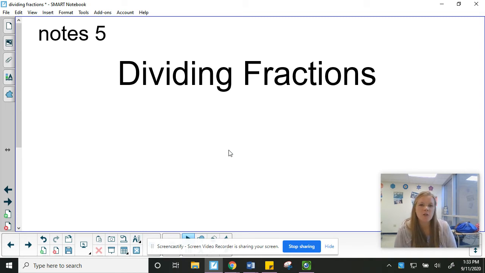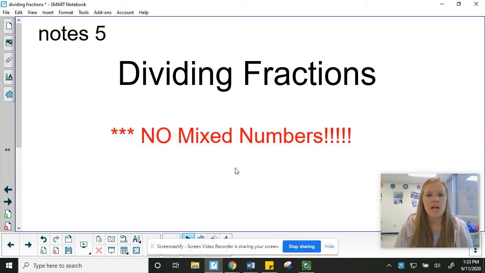Hello, we're going to take notes 5 on dividing fractions. This is our last fraction operation notes. We've done one on adding and subtracting, multiplying, and now dividing. Just like multiplying fractions, the most important first step is that there are no mixed numbers allowed. You have to change them all to improper fractions, and then you work forward.